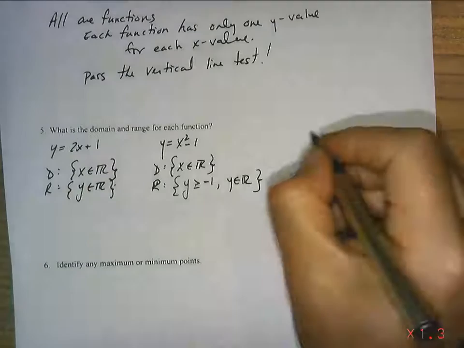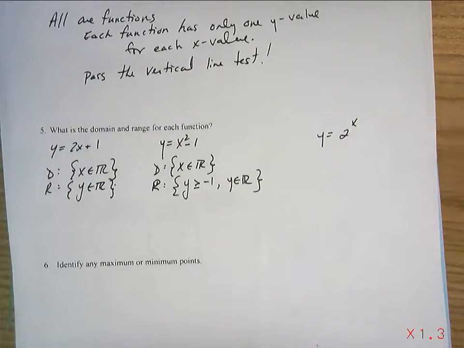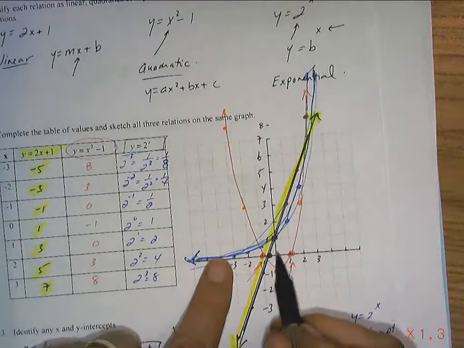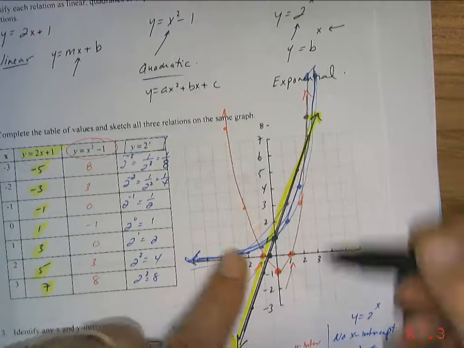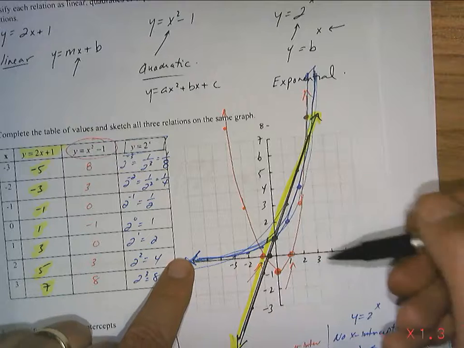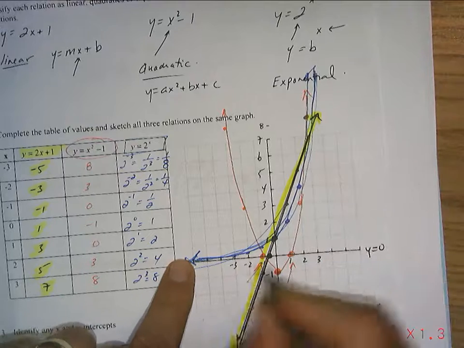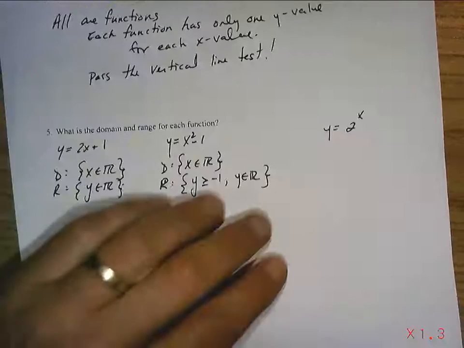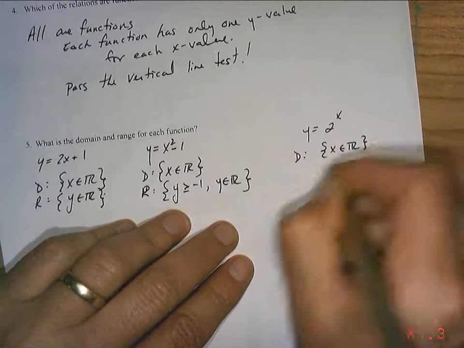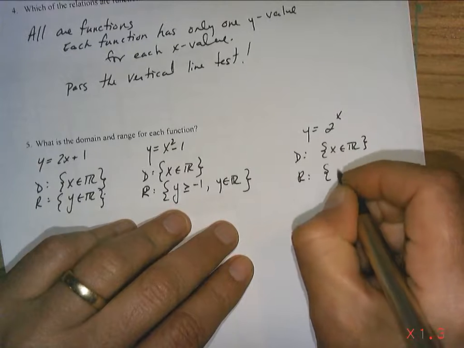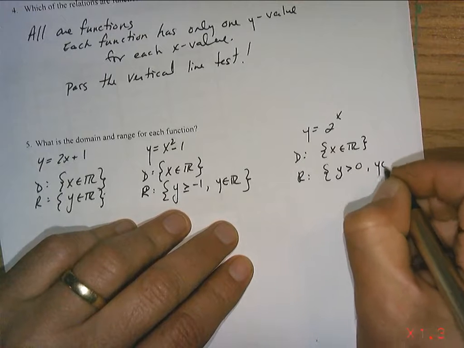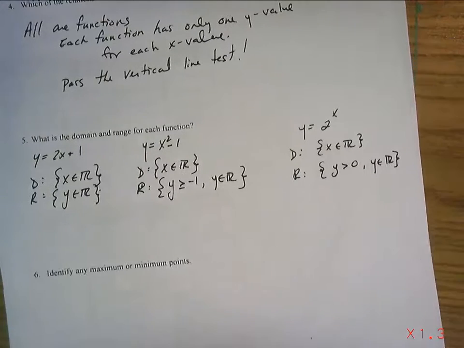And finally, what about for the exponential? Looking at this once again, you'll notice that all the x values have a place on that blue curve, but the y values can't ever hit or go below y = 0, that horizontal axis. So ultimately its domain is the set of all x such that x ∈ ℝ, and its range is {y > 0, y ∈ ℝ}, not equal to, it's not allowed to hit that, and y must be an element of the real numbers as well.